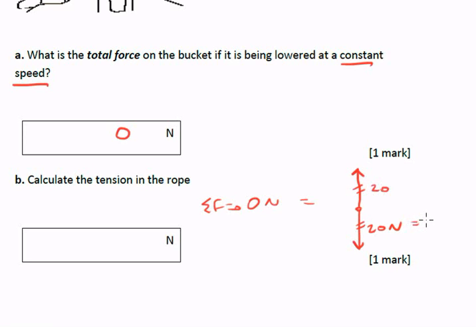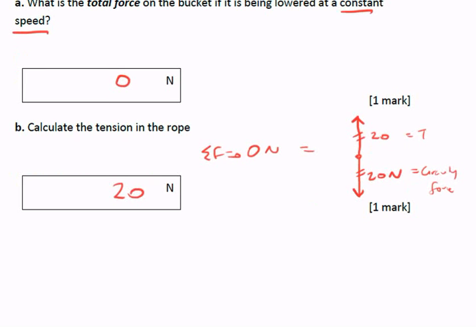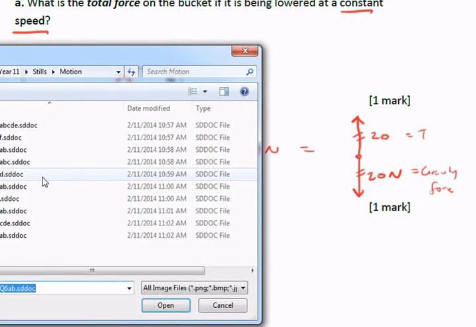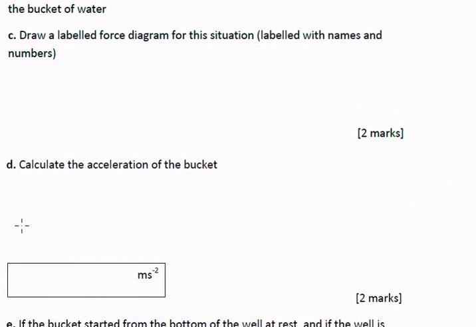So this is the gravity force, and this is the tension force. So the tension in the rope is 20 newtons. Our next question is these ones.